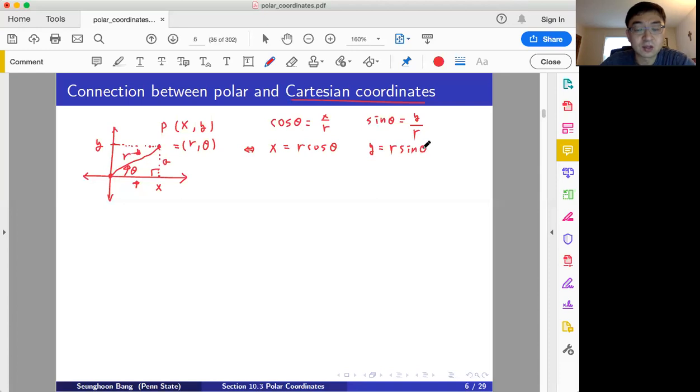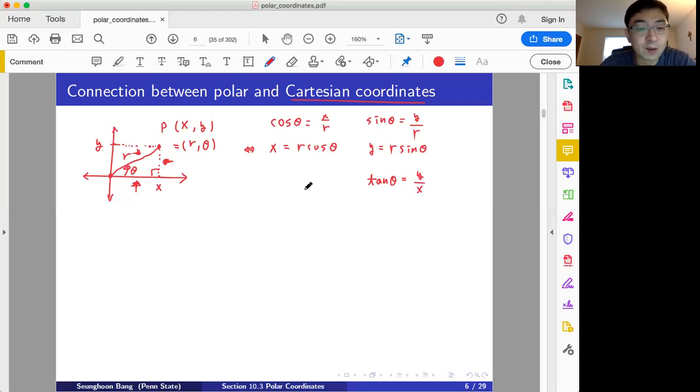We have two relations. What is tangent theta? Do you know what tangent theta is? Yeah, y over x, opposite over adjacent. So we have y over x.